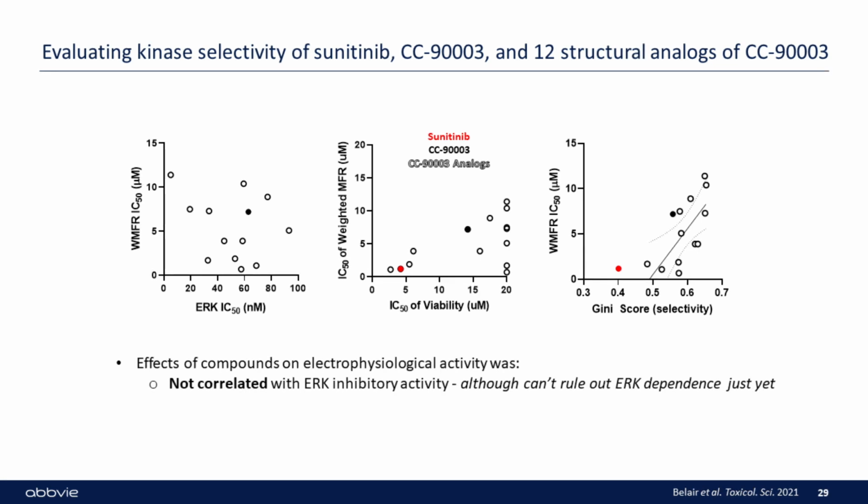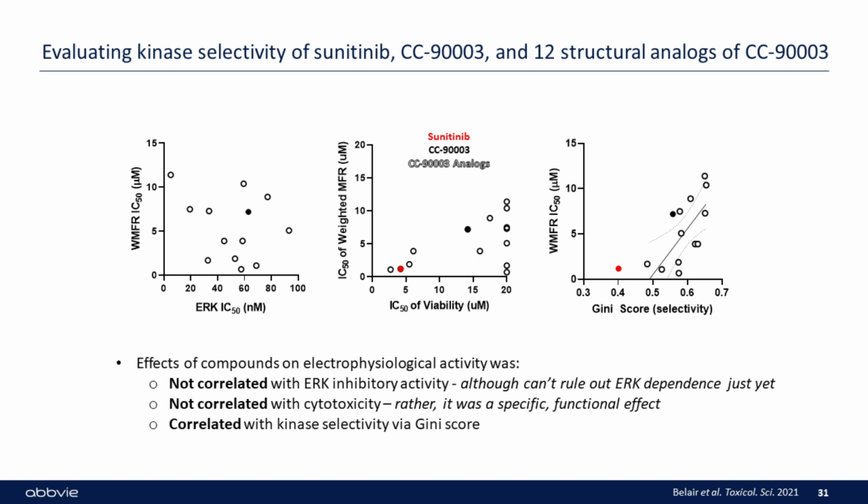One, that the effect of the compounds on electrophysiology was not correlated with ERK inhibitory activity, although we can't rule out ERK dependence just yet. It was not correlated with cytotoxicity either, suggesting that the effects of the compounds on neuronal electrophysiology were independent of cell cytotoxicity. But the effect was correlated with kinase selectivity using this metric of comparison called the Gini score, which is a metric used to compare selectivity of kinase inhibitors where the lower the score, the lower the selectivity, the higher the score, the higher the selectivity.